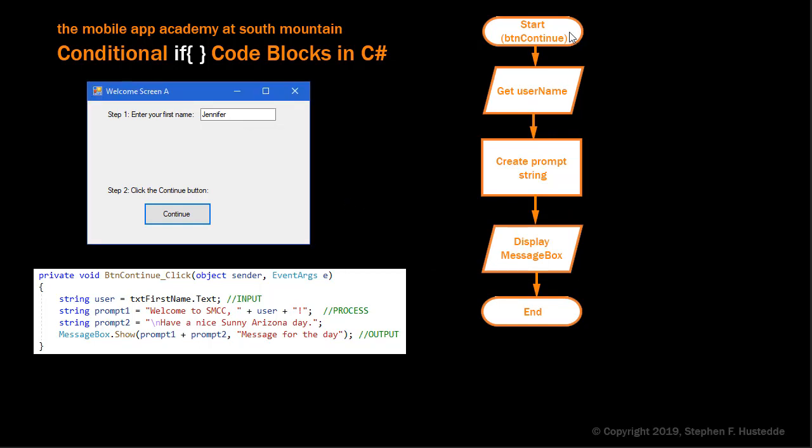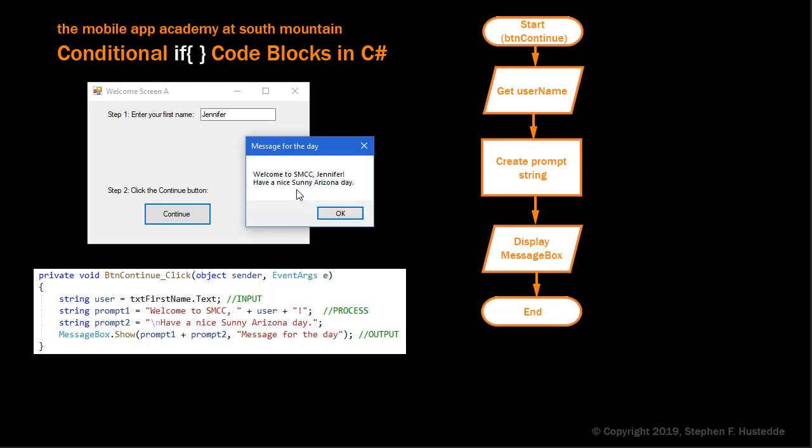This is what we call a top-down approach to programming. Everything happens sequentially. But sometimes we might want to write a program that allows us to branch out in one of two different directions. For example, when I click the continue button, it generates this prompt, and the second line of that says, have a nice sunny day. But what if it's raining out? Maybe we want to say, don't forget your umbrella. So we want to branch out in one of two different directions based on what the weather is.